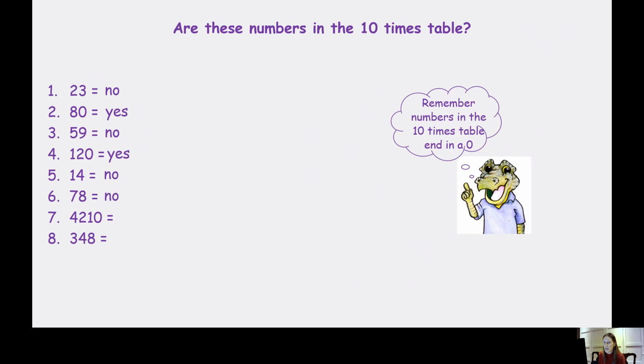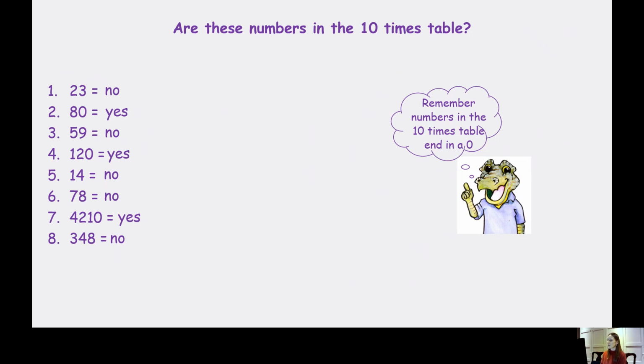And neither does 78. But that huge number there, 4,210, well, that one is. If you carried on counting in tens, it would take you a long time, I think. But if you carried on counting in tens, you would eventually reach 4,210, because that one ends in a 0. So yes, it is in the 10 times table. And finally, 348, no, that doesn't end in a 0. So that one is not in the 10 times table.